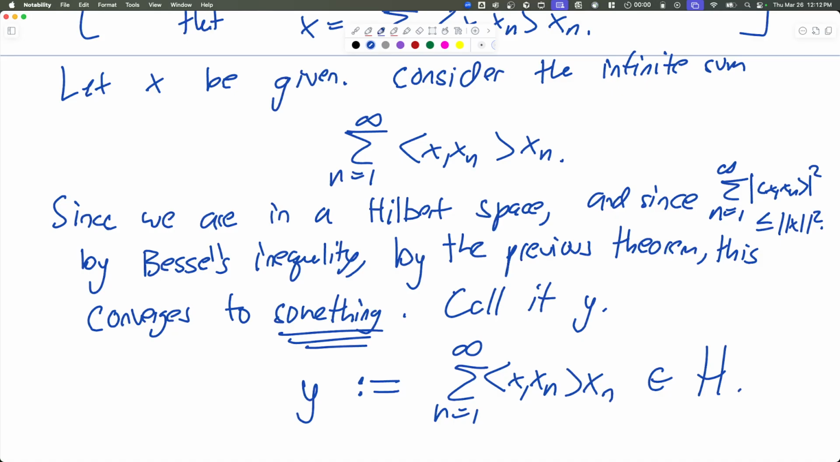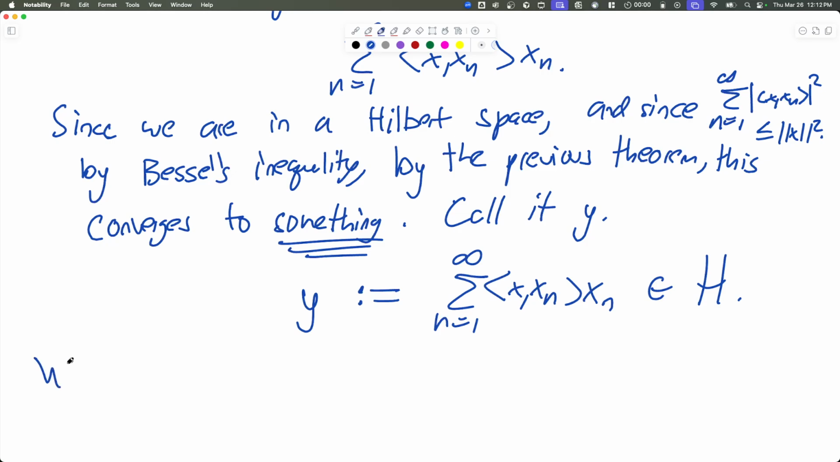So we've reduced what we want to show. This is all window dressing to show now that y equals x. If y equals x, then it must be that x equals this infinite sum, and then we're done. What do we have? We haven't used what we have yet.